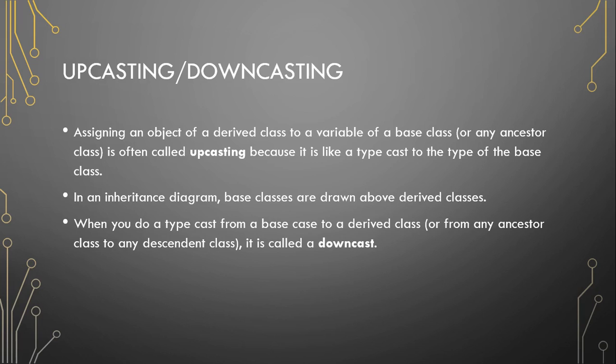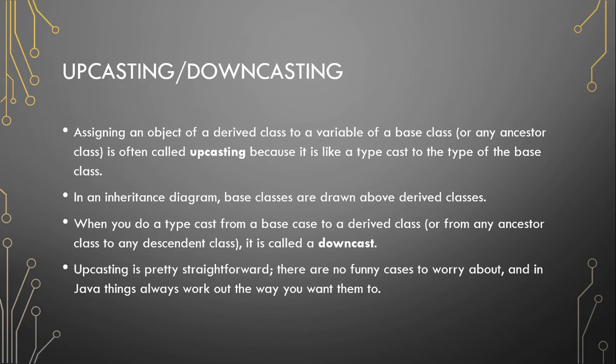Now, when you do a typecast from a base class to that of a derived class, or any ancestor to a descendant, it is called a downcast because you can think you're moving down the flow chart rather than moving back up. An upcast would be going from the derived to the base, downcast is going from the base to the derived. Now, upcasting obviously is very straightforward. You're moving from the derived class up to the base class, and we've seen that example with the super call. There's really nothing funny to worry about with it, and in Java things pretty much always work out the way we want them to. Downcasting though, when we want to move from that base class down to the derived class, is a little bit more troublesome.